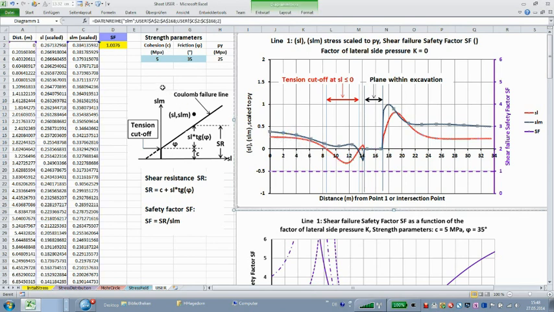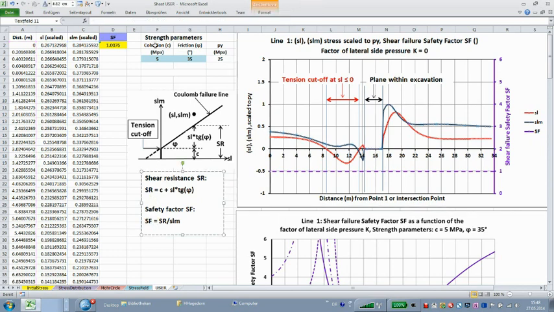The safety factor SF regarding shear failure along the plane can be determined with the strength parameters cohesion C and friction angle phi of the rock. The values C and phi can be specified, for instance, for a plane of weakness. Let's have a brief look at the shear failure criterion. In this example, Coulomb's failure criterion is used.